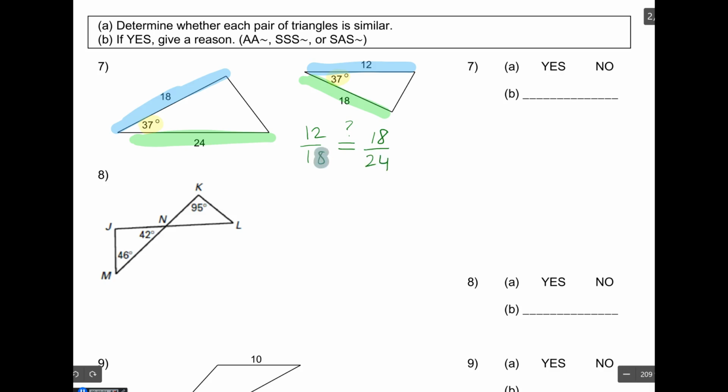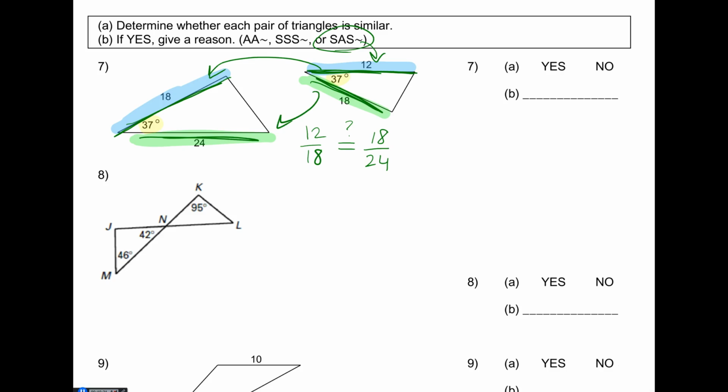Yep, this is what we're trying to check. We're trying to check, is the ratio the same? So I have the same angle in order, because I'm trying to use side angle side for this. That means the ratio for 12 over 18, because this is the corresponding side, has to be the same ratio as this 18 over 24, because that is the corresponding side. And I could simplify and see if the fractions are the same, or I could cross multiply.